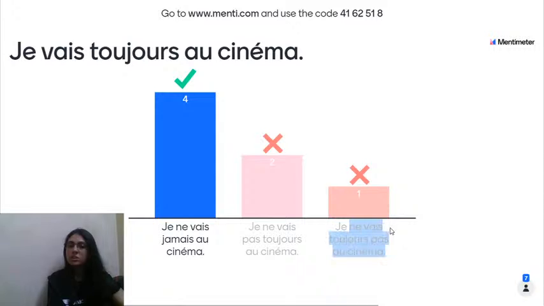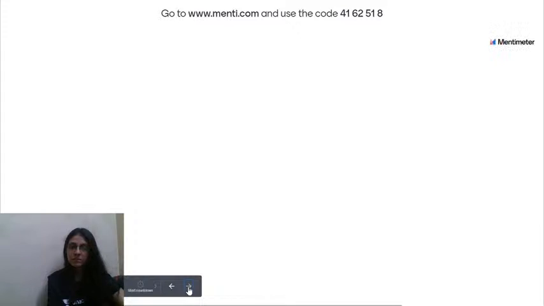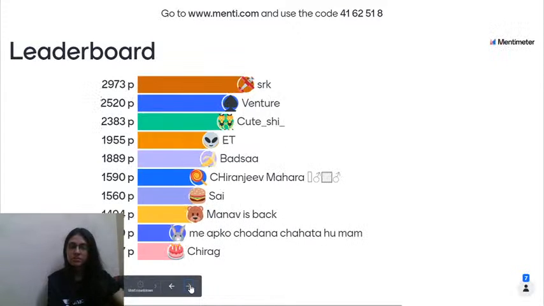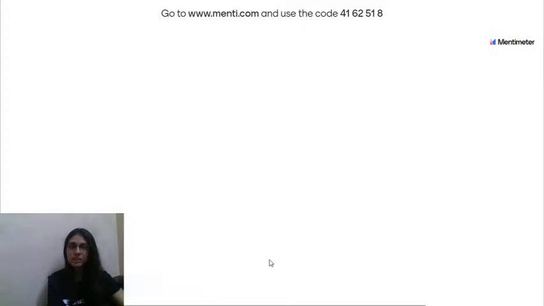And in the third one, je ne vais toujours pas au cinéma. So this also is incorrect, because toujours and pas over here, these cannot come together. Toujours will change to jamais, but over here, first of all, placement of pas is also wrong, because it is always placed after the verb. So this sentence is completely incorrect. The second one, ne vais pas toujours, but pas and toujours will not come together. It will be jamais. So je ne vais jamais au cinéma. Right. Next one. So leaderboard we will see at the end.